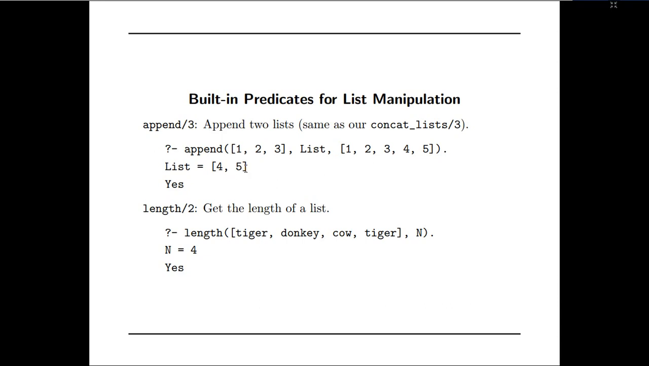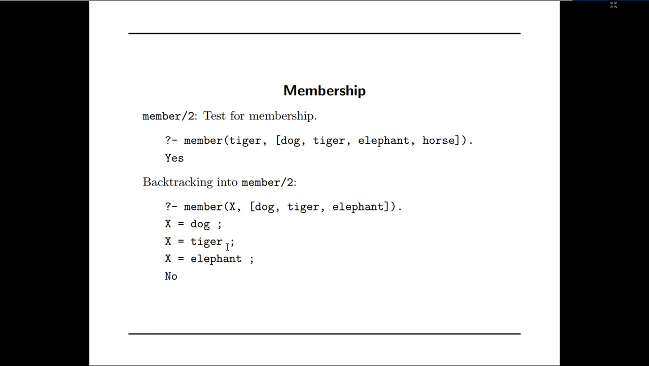In the same way, the length function. This length function will take a list and the size variable. Finally, it will print how many elements are there in the list, which is called the length of the list. Next function is the membership function. Member of tiger, list of elements or list of objects, dog, tiger, elephant and horse. Whether tiger is a member of the list or not. So obviously tiger is present in the given list, so it will print yes.